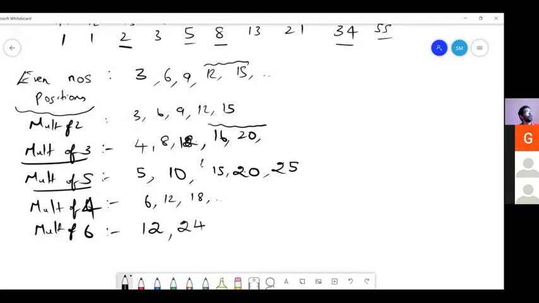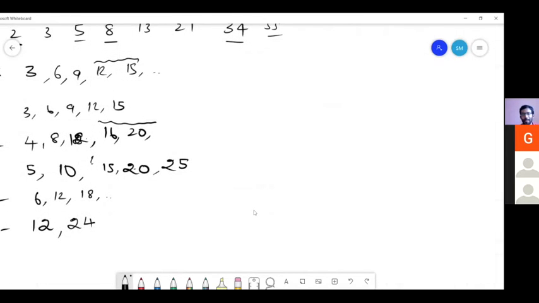The product works out. 6 4s are 24, 6 8s are 48, 12 9s are 108. So 6 8s are 48, but 24 is also, yeah, it is again the least common multiple.